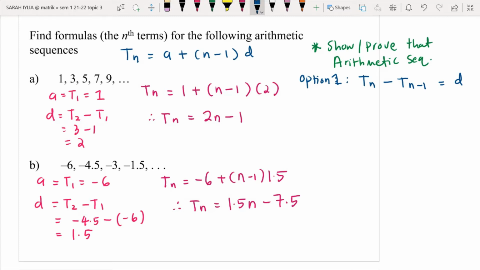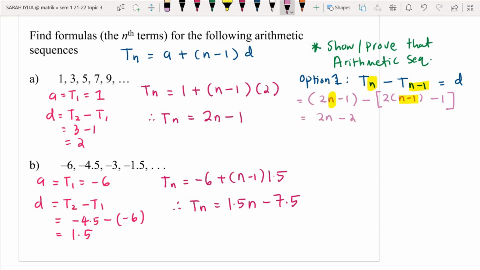So, saya pakai example a tadi. Tn kita ganti je. Kita dah ada kat situ 2n minus 1. Minus with Tn minus 1 ni mana nak dapat? n yang ada tu kita gantikan dengan n minus 1. So, 2n minus 1 minus 1. Macam tu. So, kalau Tn, kita maintain huruf n. Kalau Tn minus 1, n tu gantikan dengan n minus 1. After that, simplify. Buka je bracket.